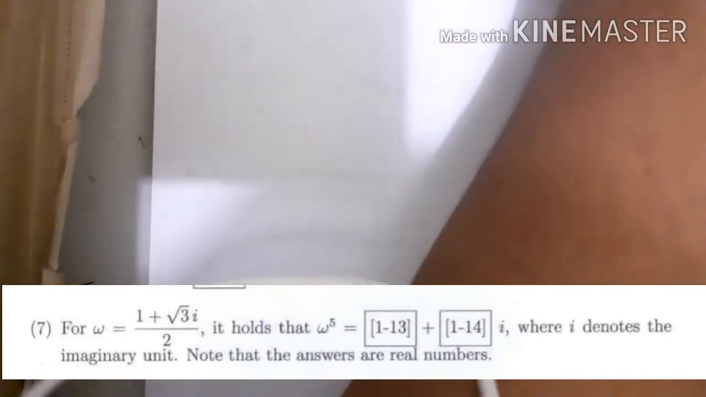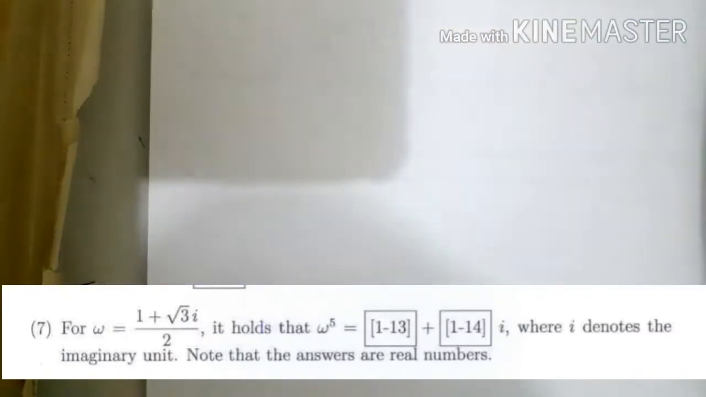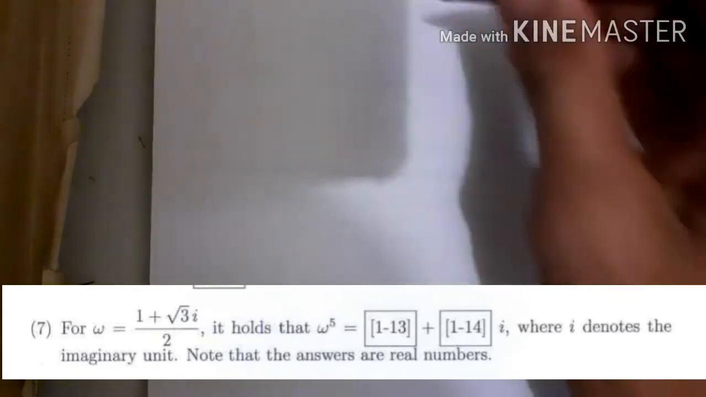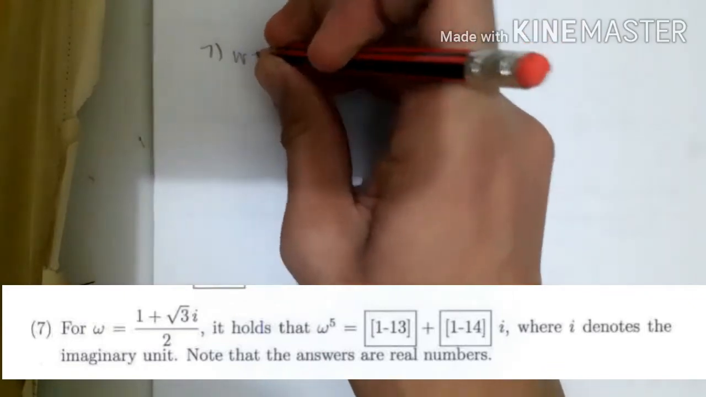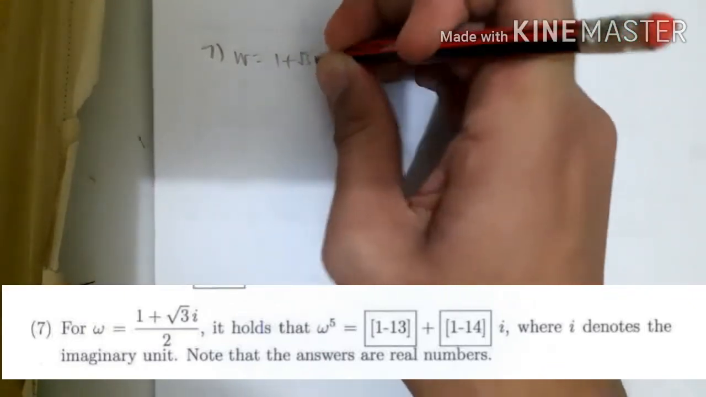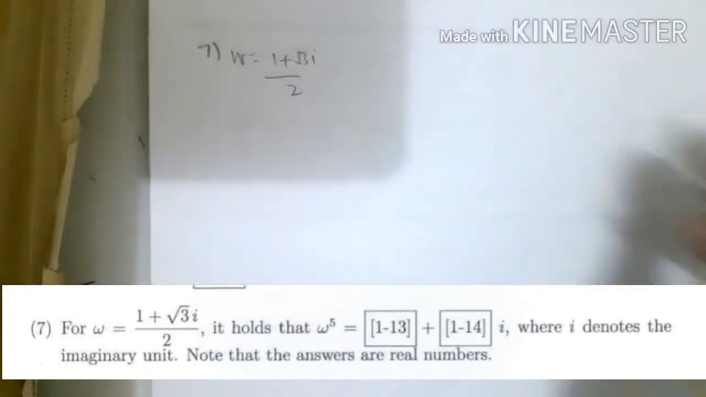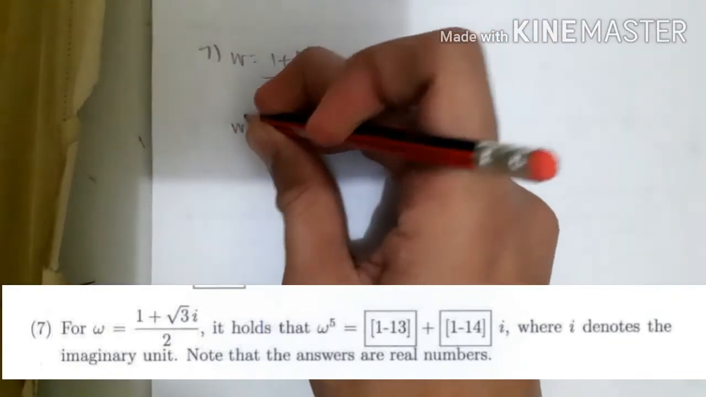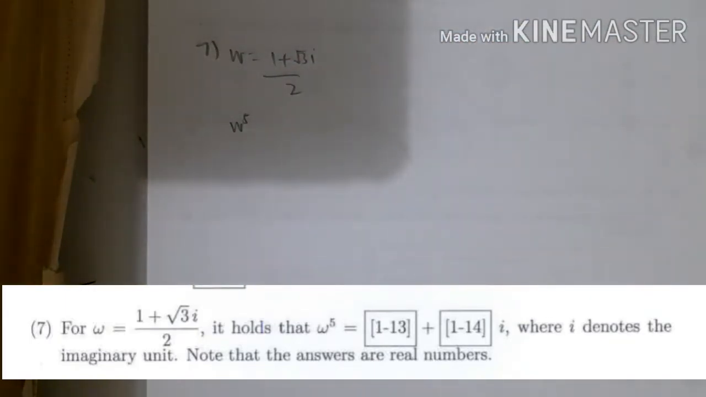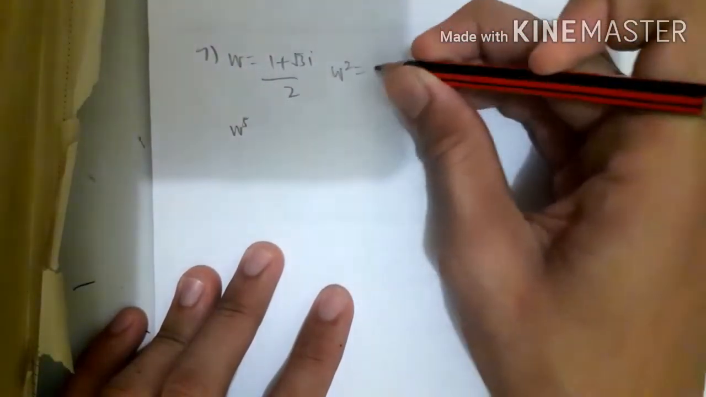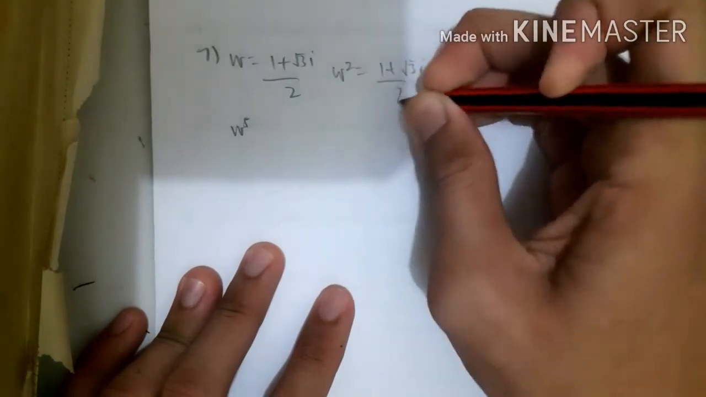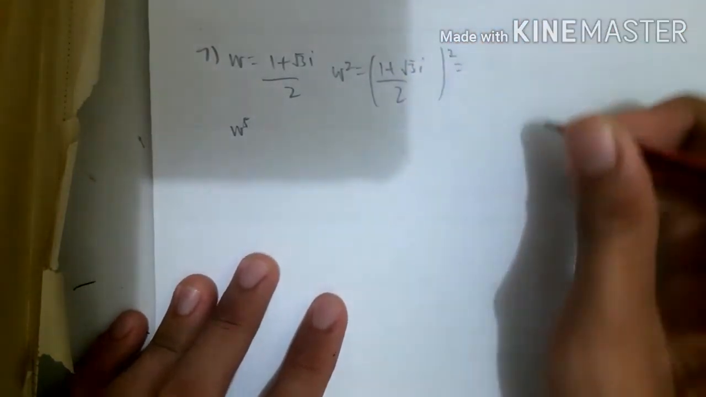Number 7 is about the complex number. So you can say that number 7 is w equals (1 plus root 3i) over 2. And it holds that w to the power of 5. So that's basically, you have to just multiply that. So we just have to make this w squared, right? W squared.